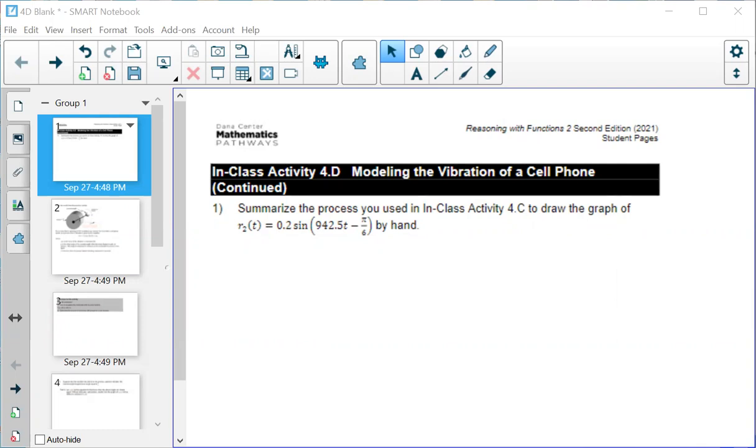In-class activity 4D, modeling the vibration of a cell phone, continued. Question 1: summarize the process you used in in-class activity 4C to draw the graph of R2 of t by hand.